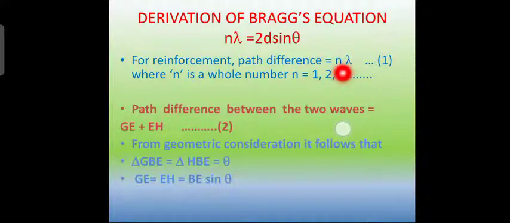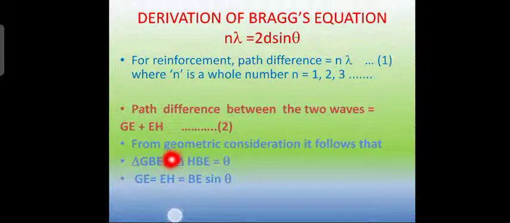What is n? n is a whole number: 1, 2, 3. The path difference between the two waves is given by BG plus EH. You might have seen in the previous slide that the path difference between the two waves is BG plus EH. From geometry, it follows that angle GBE is equal to angle HBE, which is equal to theta.